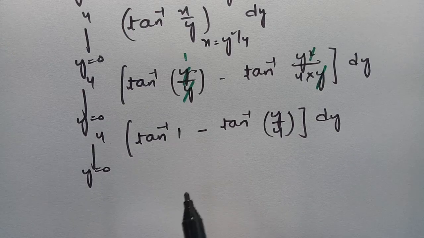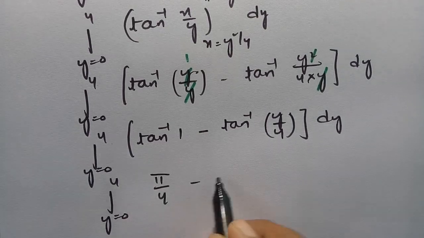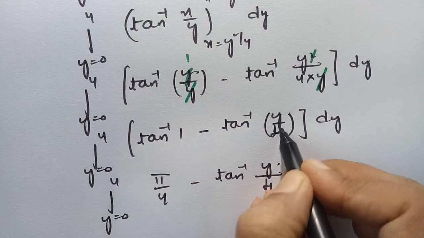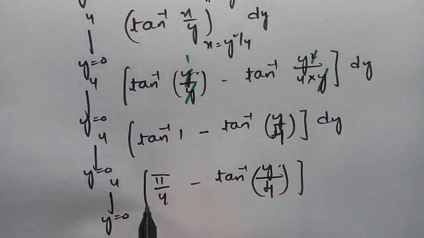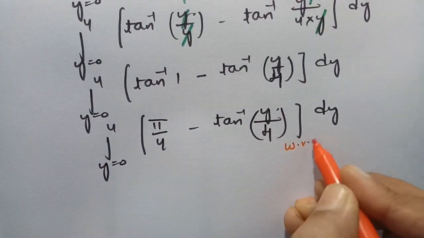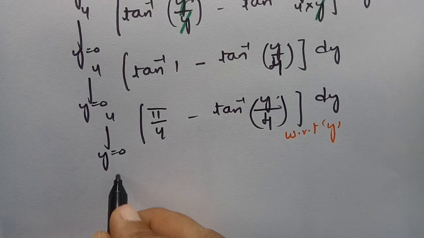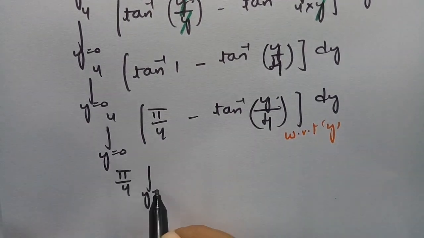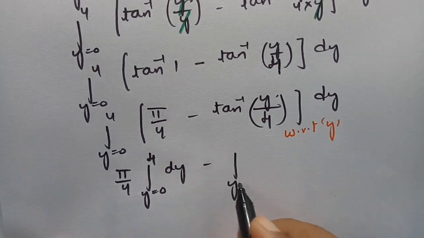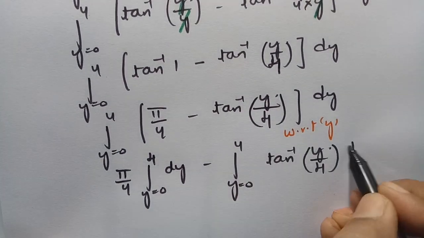So tan inverse of 1, when we get 1, it is at 45 degrees. So I am writing this as pi by 4 minus tan inverse of y by 4 dy. Now this time I am going to integrate this with respect to y. So pi by 4 is a constant, integral 0 to 4 dy, minus the integral with y limits 0 to 4 of tan inverse of y by 4 dy.